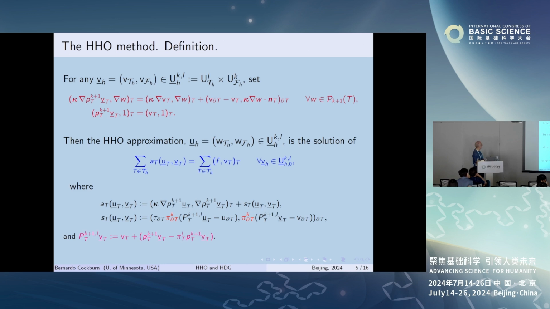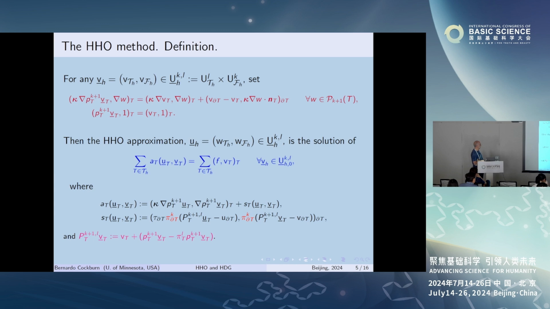That does P of V bar, this is our approximate gradient. Okay. So the HHO approximation, we can define it now as U. Oh, this is a typo. This U, not W, belongs to this space. And this is the solution of this problem.